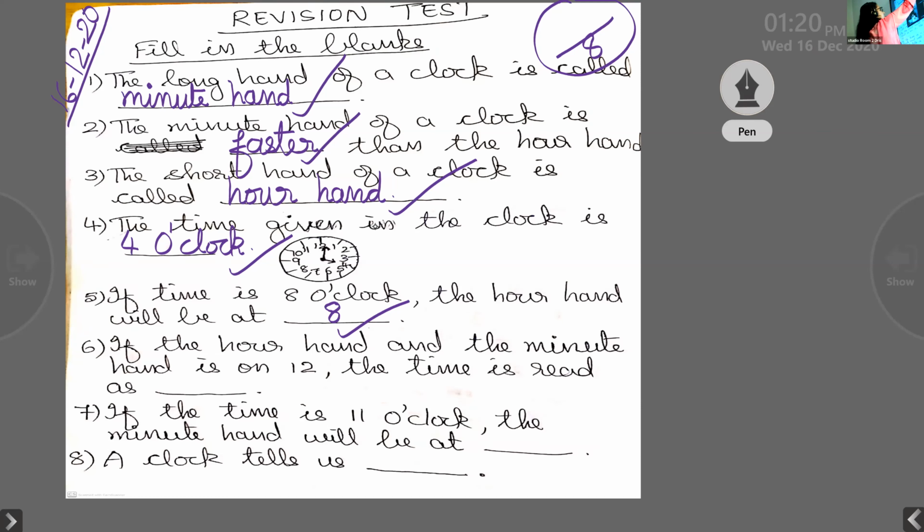Now, Ryan. Yes, ma'am. If the hour hand and the minute hand are at 12, the time is read as? 12 o'clock. Yes, good. If both the hands are on 12, the time is read as 12 o'clock. This is the way the answer is written. If it is correct, put a tick mark.